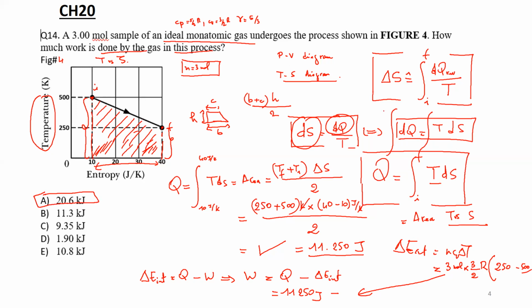Good. So it's a TS diagram. As we said, dS is dQ divided by T. That means that Q is just the integral of T dS. Basically, this is an area under the curve of temperature versus entropy, and we get the heat. Then we use the first law of thermodynamics to get the work, knowing that change in internal energy is just N Cv delta T. Is it clear? Excellent. Now let's go to the next problem.